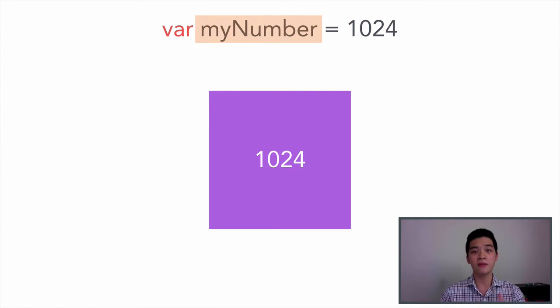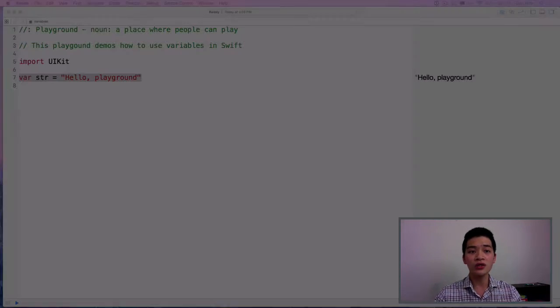What else do we have? We also have the my number thing. What is this? Well, it is the name of the variable. So Swift will label this box my number. It is the name of this variable. So later on we can refer to this, and work on this variable. Okay. So now I want to demo this with you.